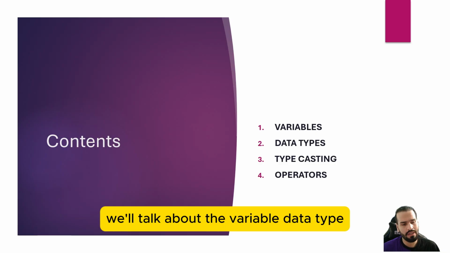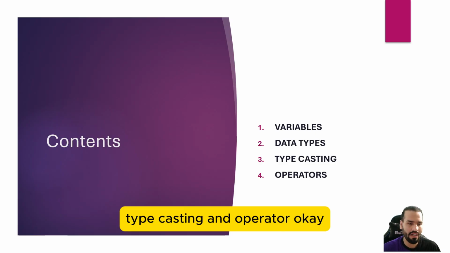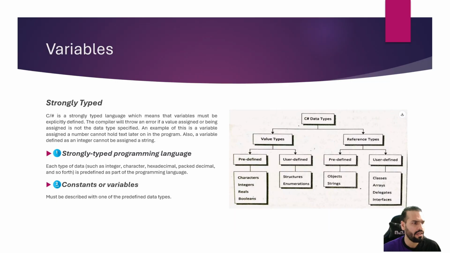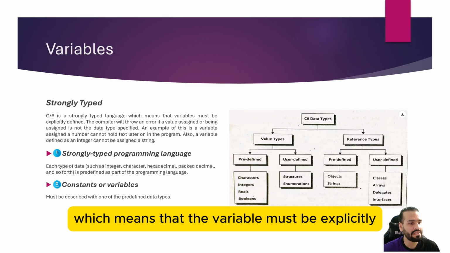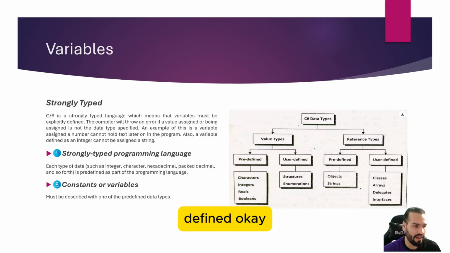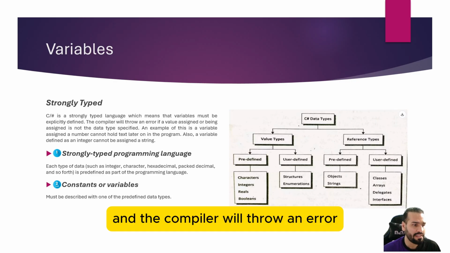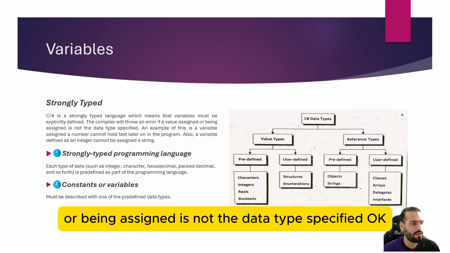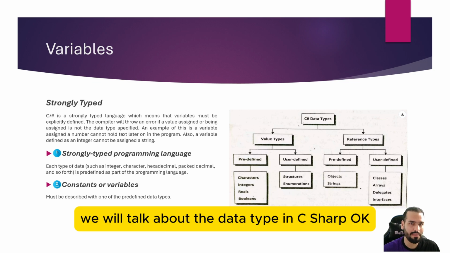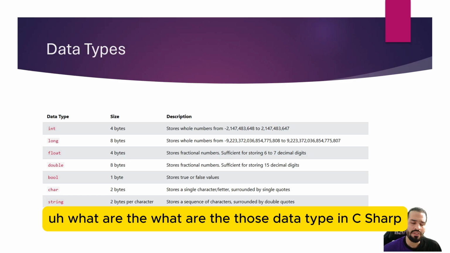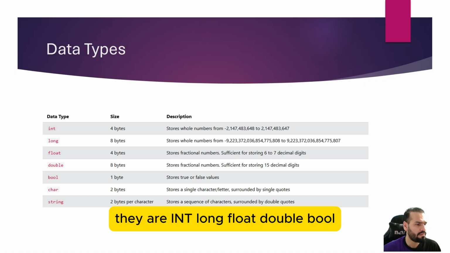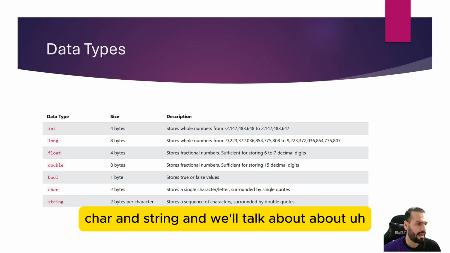In this episode, we will talk about variables, data types, typecasting, and operators. Okay, what is a variable? C# is a strongly typed language, which means that the variable must be explicitly defined. The compiler will throw an error if a value being assigned is not the data type specified. Okay, we will talk about the data types in C#. What are those data types? They are int, long, float, double, bool, char, and string.